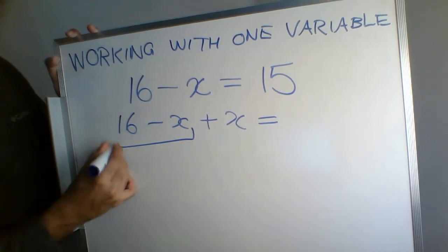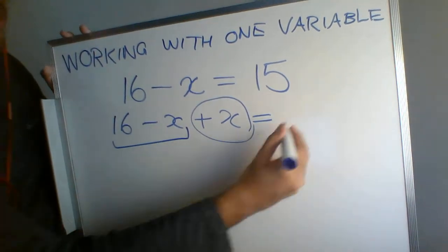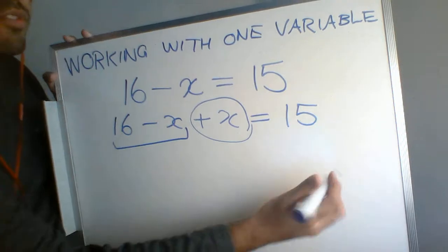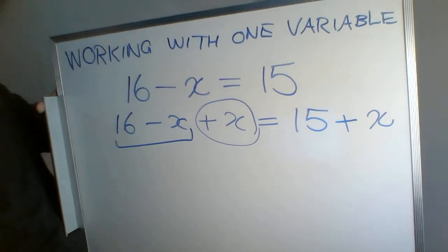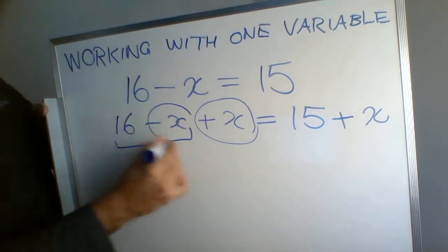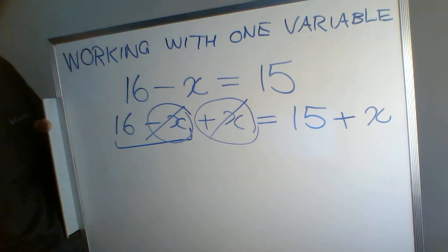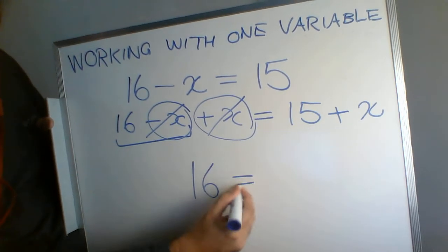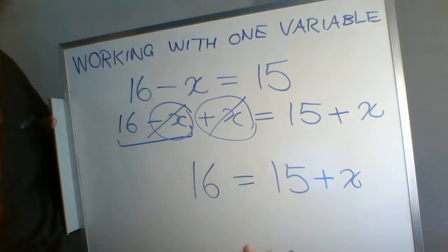So this part is what we started with. We've added on this plus x over here. So on the other side, it should be 15, and then whatever I've done to the left side, I have to do to the right side as well. So it'll be 15 plus x, like that. Now here I've got 16 minus x plus x. Those two will cancel each other out. That's taking away something and then putting it right back. So I get 16 is equal to 15 plus x, and then sort of we go in reverse.